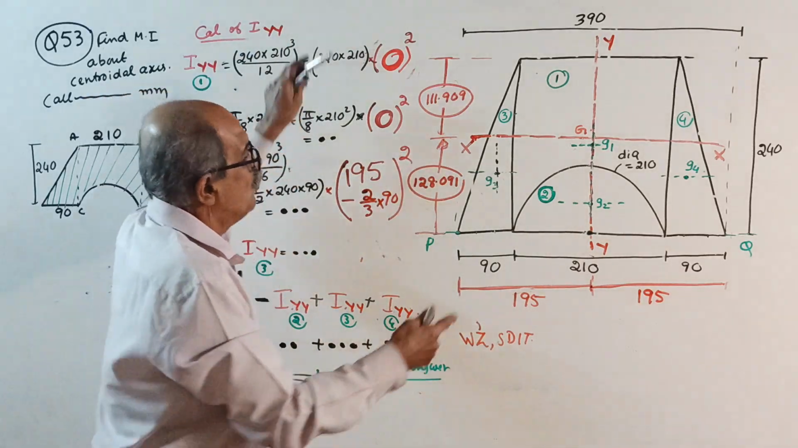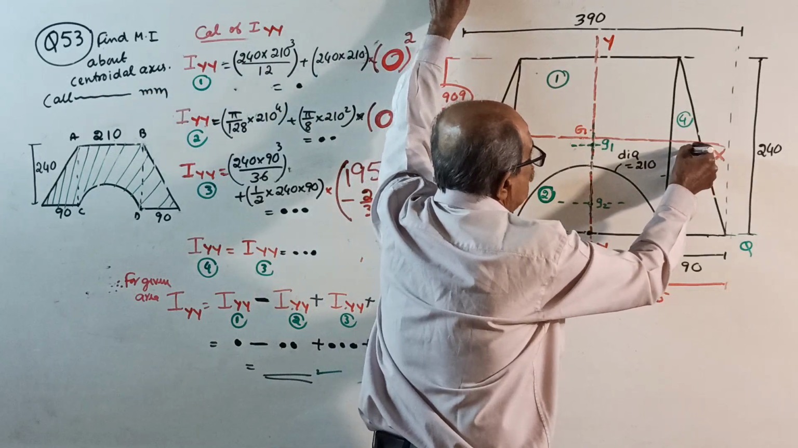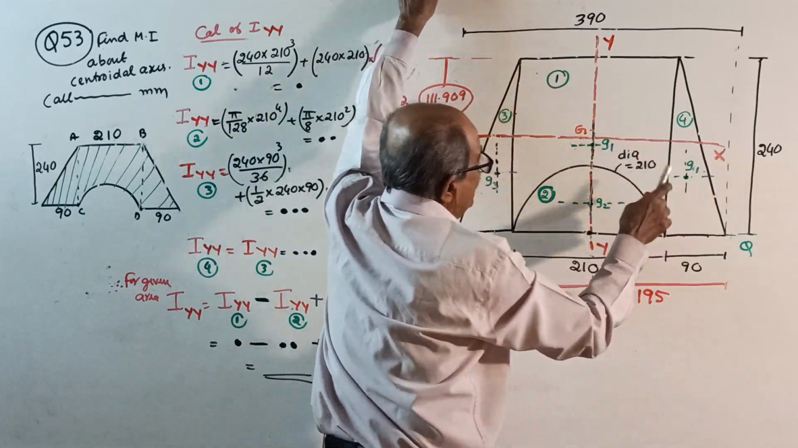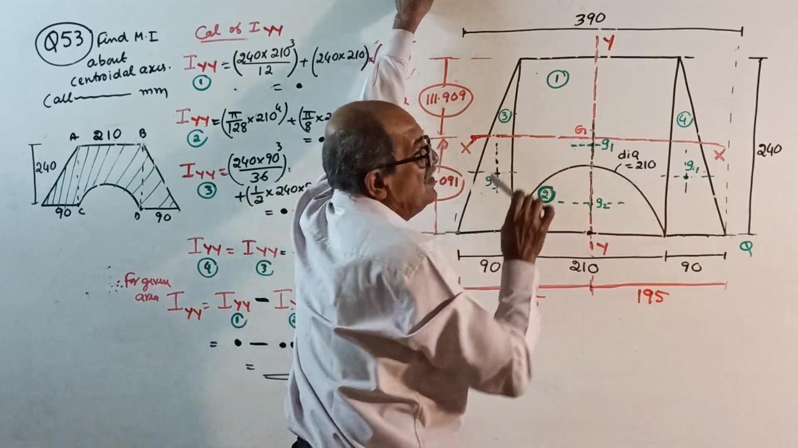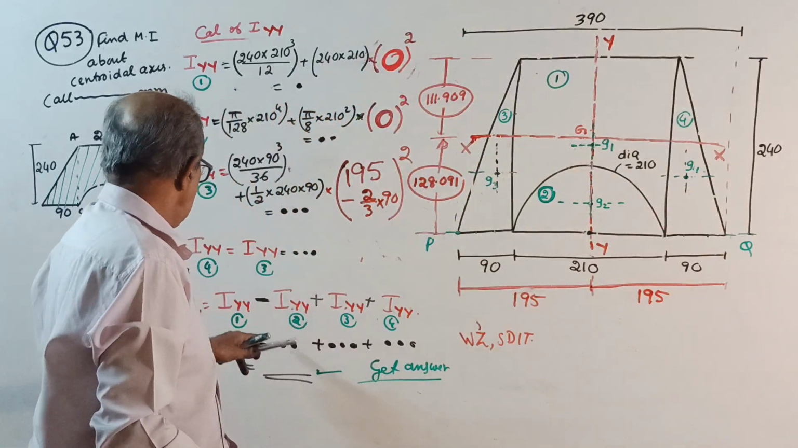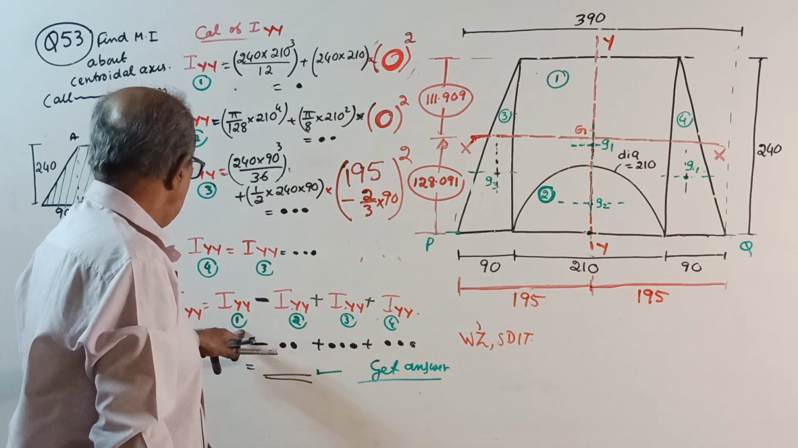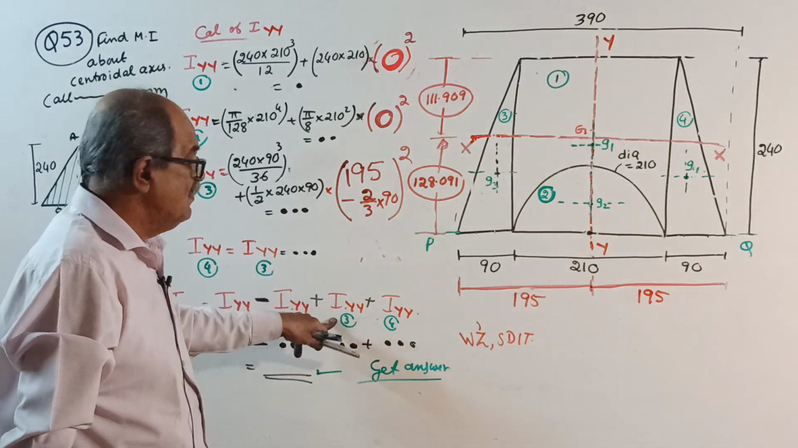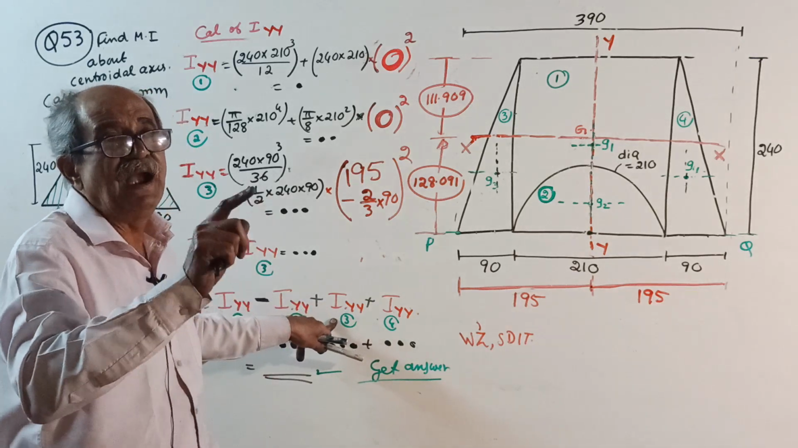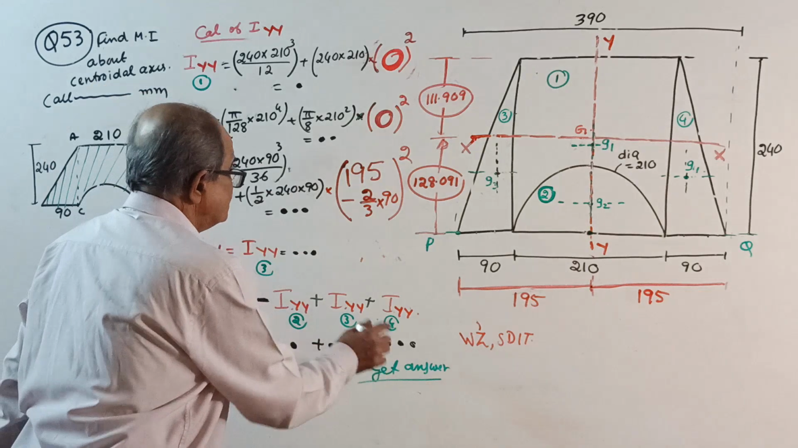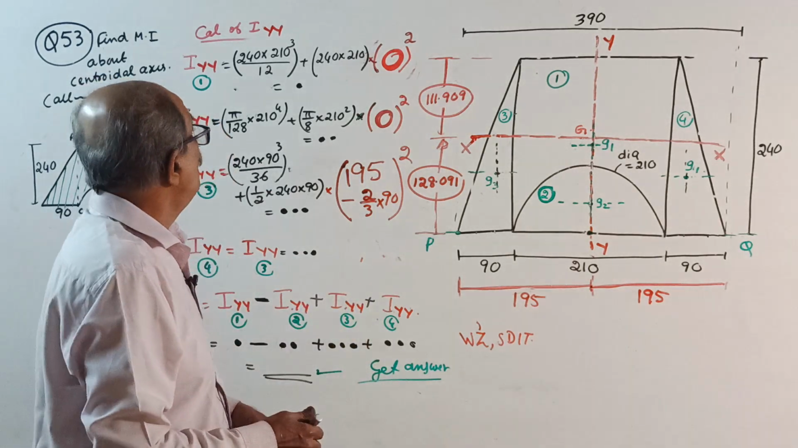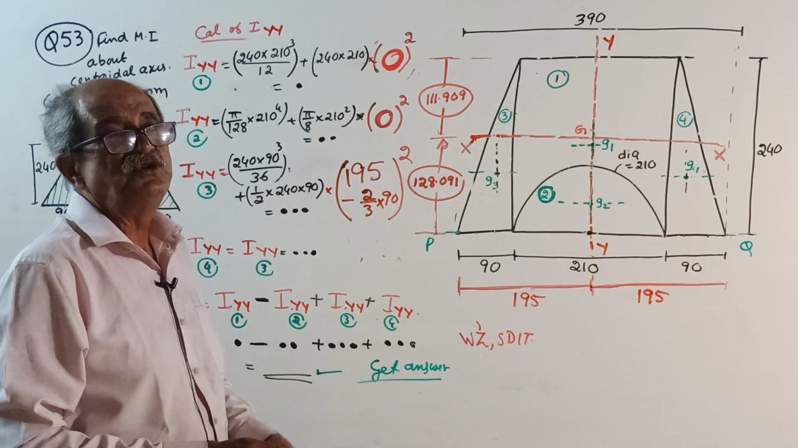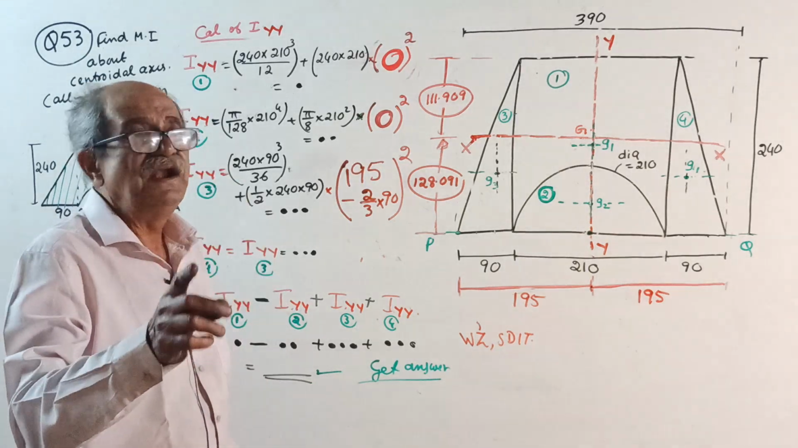So I for 4 also, see here, I about its own axis plus area into this distance square, identical. So same answer. Or you can do one thing, I for 1 minus I for 2 plus I for 3, that multiplied by 2 will do. Get the answer. Okay. Now I will tell you an alternate solution.